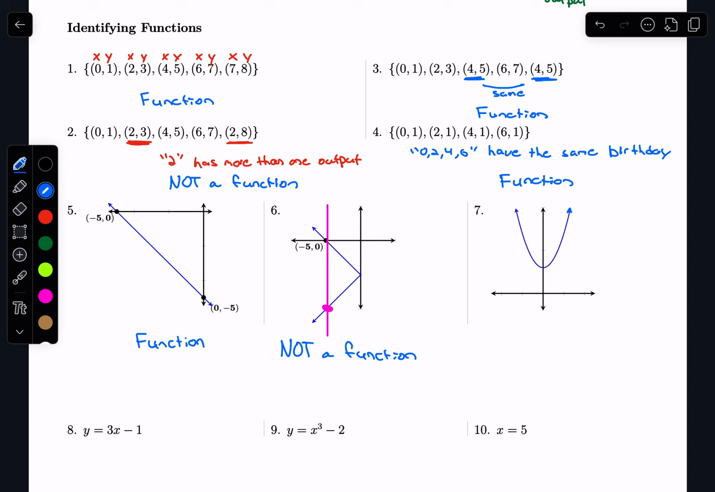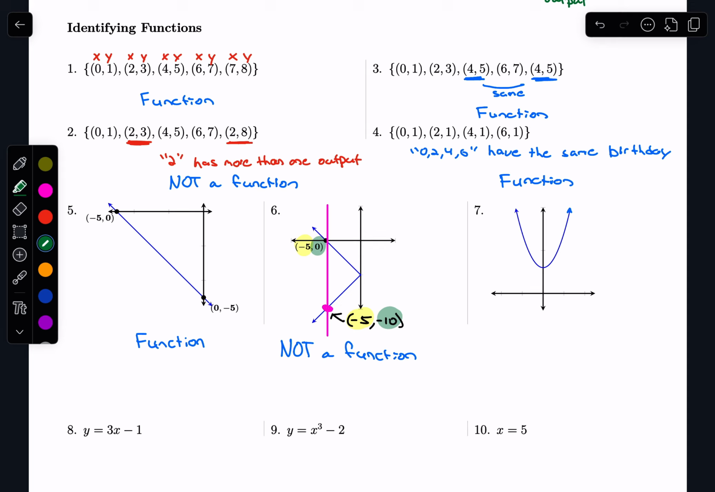Why is what we just did equivalent to looking to see if an input has more than one output? Well, notice I labeled the dot at the top (-5, 0). This dot at the bottom right here is also an x value of -5 because they're right on top of each other. So they share the same input. And the y value, we don't know for sure, but it might be something like -10 because you can see it's pretty low. But notice, same x value, -5 and -5, but different y values, 0 and -10.